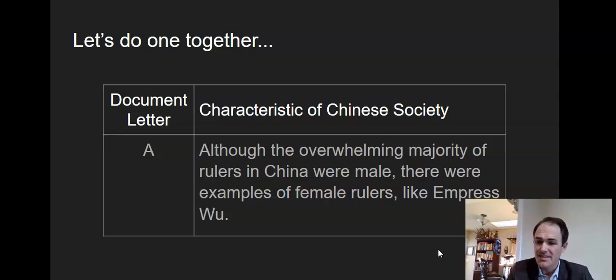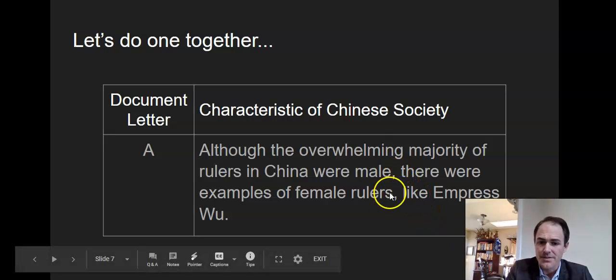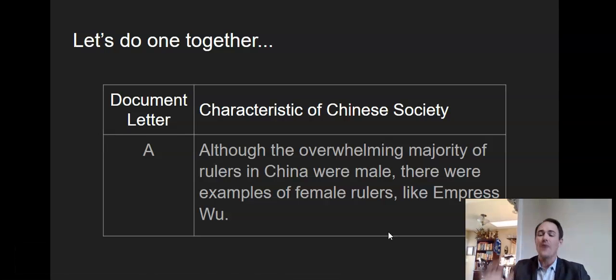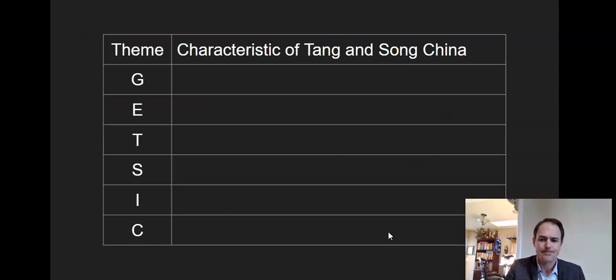And check this out. This first part of the sentence, although the overwhelming majority of rulers in China were male, that is a great contextualization statement. It helps us understand that Empress Wu was a bit unique. Why? Because most of the rulers in China were male. Giving that kind of background information, that's contextualization. That is what we need to be practicing this unit. All right, so you're going to do that for all of the documents. So go ahead and pause the video and do that now.